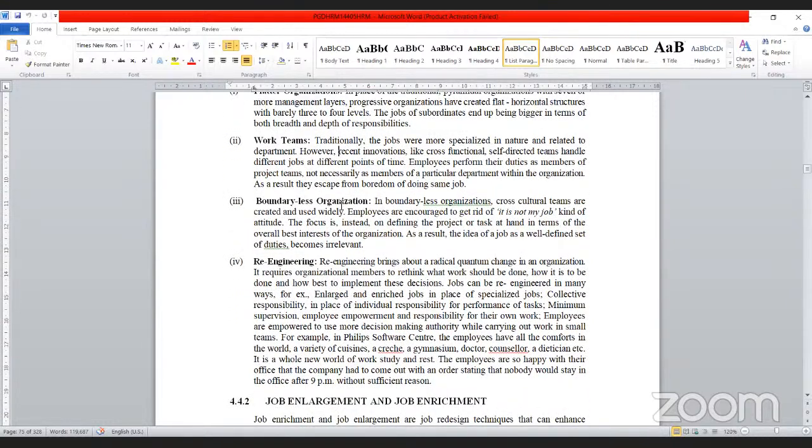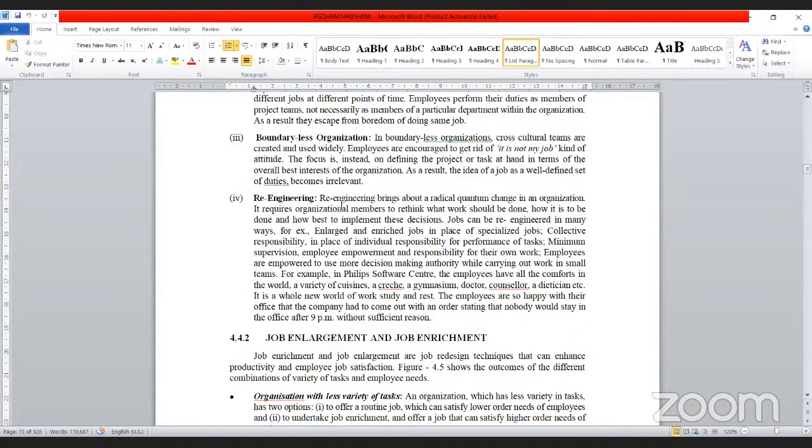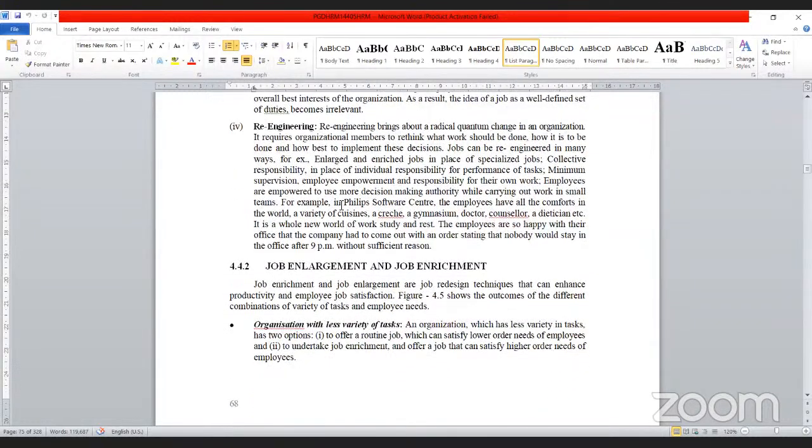Work teams. Work teams are like jobs that are more specified at different points of time. The duties and members of the project teams are not necessarily members of a particular department within the organization. They could be drawn from various departments and functional areas. Boundaryless organization is a cross-cultural team.